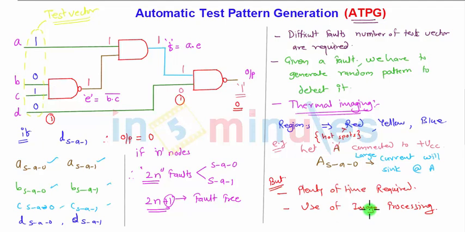You have to input a test vector, take an image, process it. After processing you will come to know the result. Along with the time, the equipment is very costly. The thermal imaging equipment and the image processing are very costly. So the last point in the disadvantages is that equipment is costly.